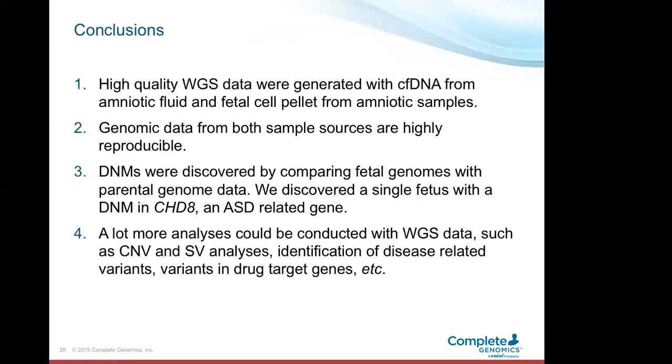So to summarize, we demonstrated the feasibility of creating high-quality whole genome sequencing data using amniotic samples, from both the cell-free DNA collected from amniotic fluid and the fetal cell pellets. The genomic data we gained from both sample sources are highly reproducible, and de novo mutations were discovered by comparing fetal genomes with parental genome data, and we discovered a single fetus with a de novo mutation in an ASD-related gene, CHD8.